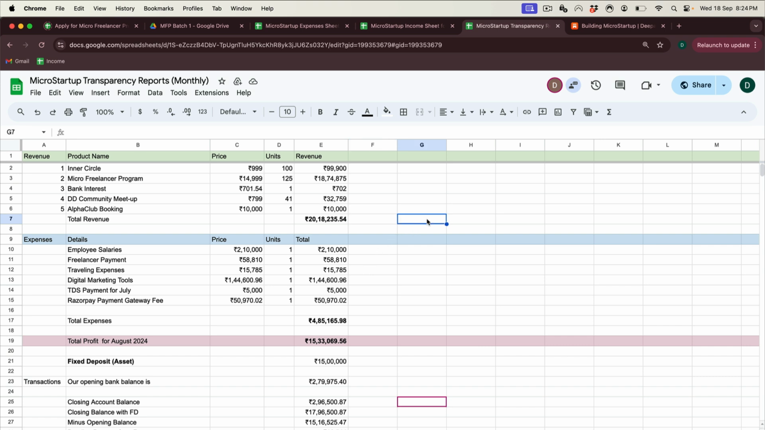I did expect that we would cross 10 lakhs in revenue. I did not expect that we would cross 20 lakhs, but sometimes you just have to put in the work and the results might surprise you. That's how entrepreneurship always is. And you should keep that in mind when you are running your own MicroStartup, right? You should do the work that is required. And if you do the work that is required, you might actually overachieve your goals.